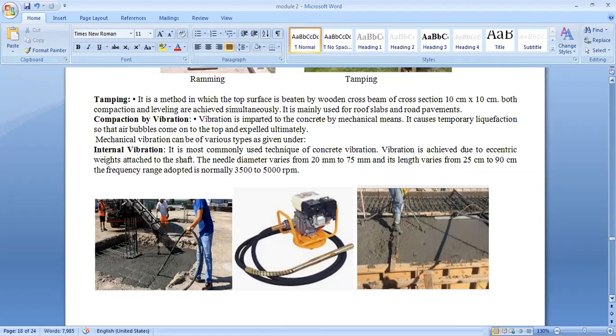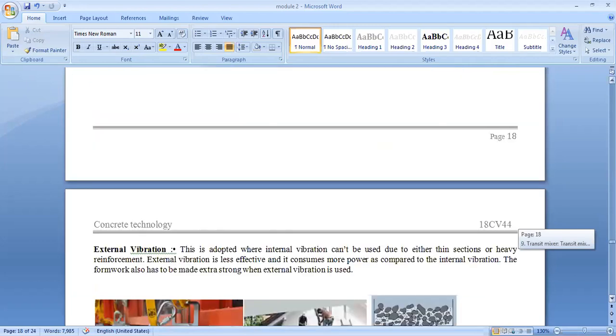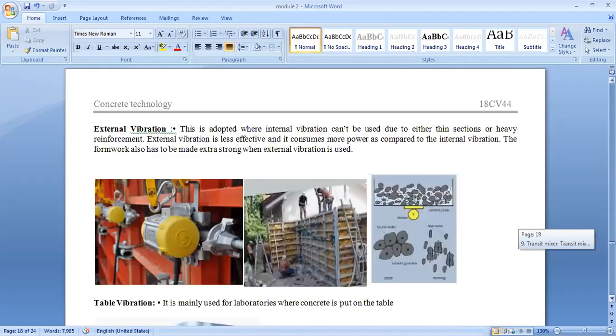Next one is the external vibrator. This is adopted where internal vibration cannot be used due to either thin sections or heavy reinforcement. External vibration is less effective and consumes more power as compared to internal vibration. The formwork also has to be made extra strong when external vibration is used.